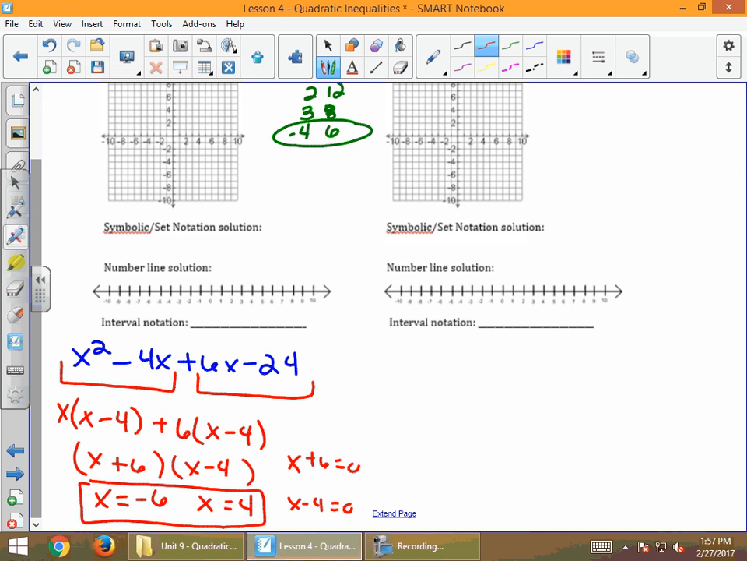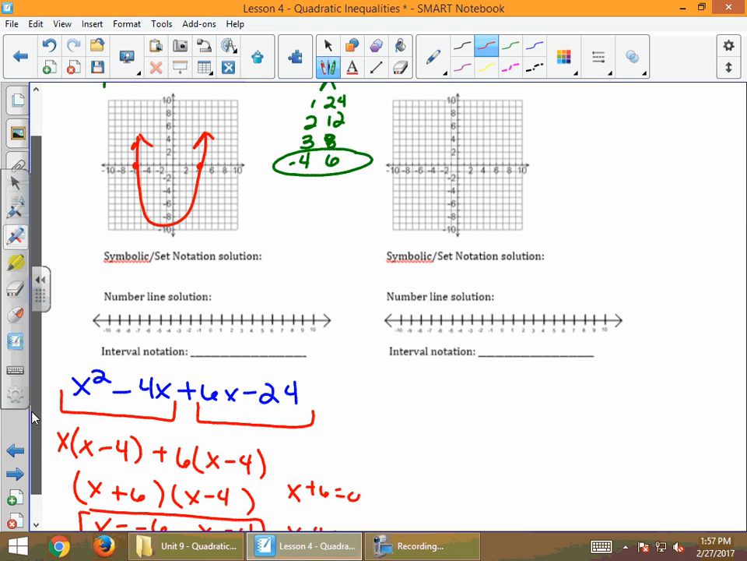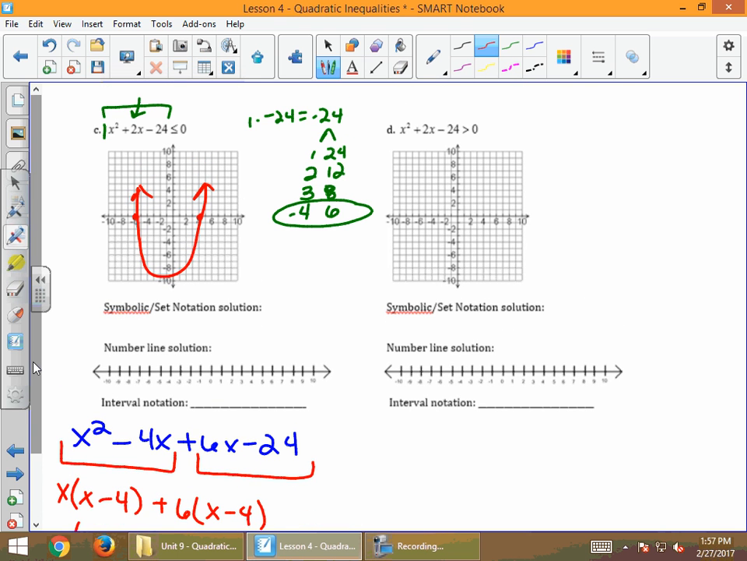We'll go ahead and plot them. Negative 6, positive 4. Why is this graph opening up? Oh yeah, we know it's going to open up. You have to pay attention to that. Super important. So are we looking above our x-axis or below our x-axis? Yeah, why are we looking below?